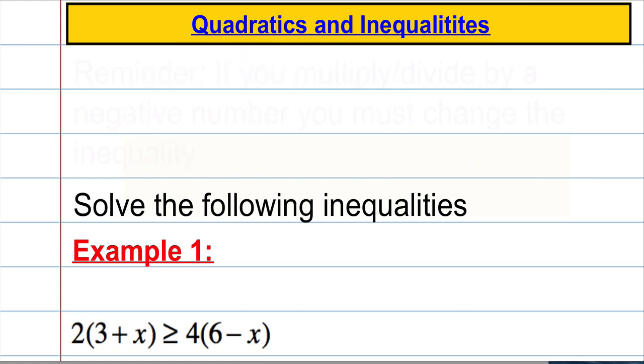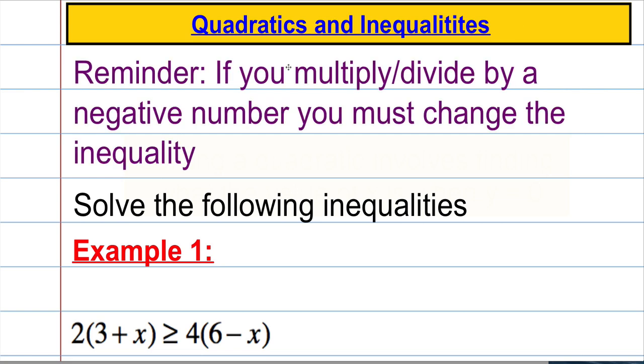So, let's just summarize that. Quick reminder: if you multiply or divide both sides by a negative number, you must change the inequality. Okay, so let's have a look at the first example here.